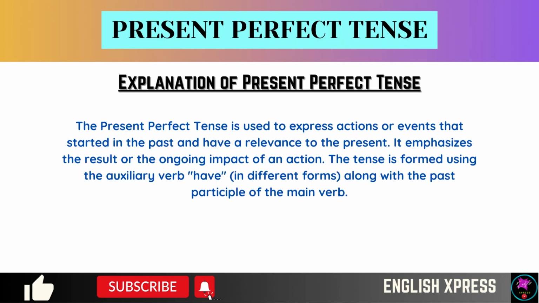The present perfect tense is used to express actions or events that started in the past and have a relevance to the present. It emphasizes the result or the ongoing impact of an action. The tense is formed using the auxiliary verb have in different forms, along with the past participle of the main verb.